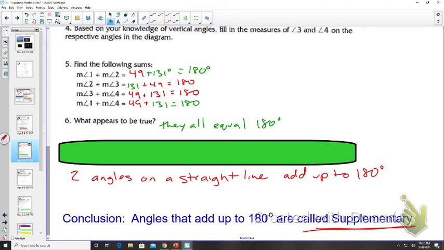Does anybody know what angles that add up to 90 degrees are called? Acute? No, that's if they're below 90 degrees. If your angle is smaller than 90, then it's an acute angle. Angles that add up to 90 degrees are called complementary. And the way that I remember that, a 90-degree angle is a right angle, right? So they complement each other, and then they make one another right.